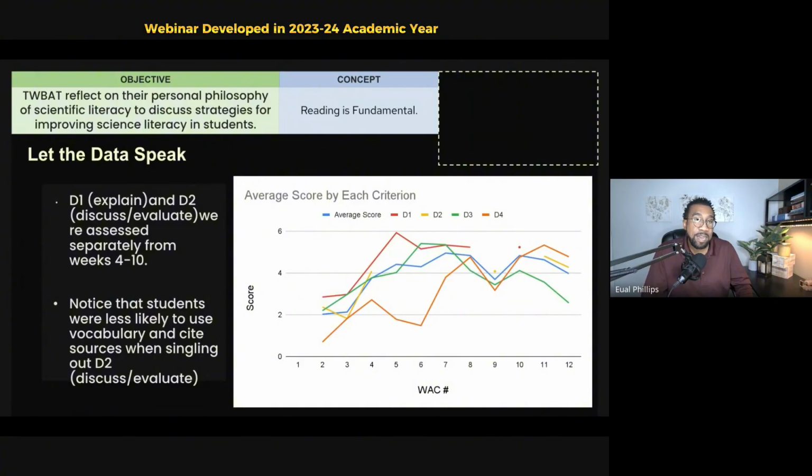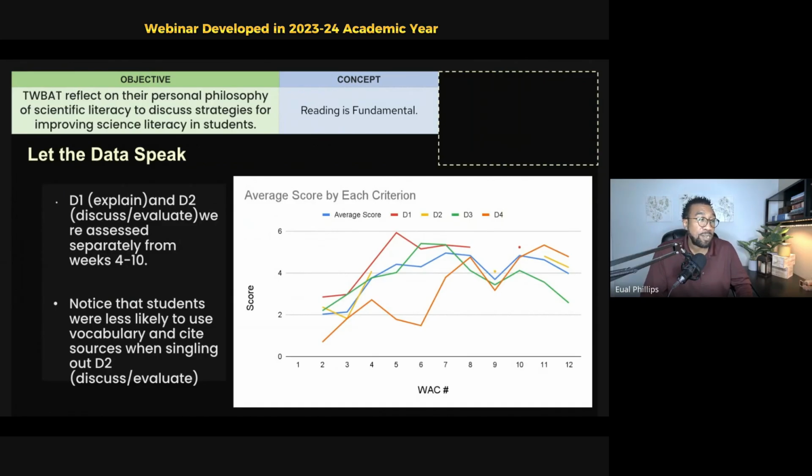In week 5, I actually stopped assessing D1 and D2 at the same time because it was too overwhelming for the students to do in one class period, especially when it was their first time doing this. So I began to give prompts where students were only asked to complete D1, D3, and D4. And then the reason why there's a drop in scores in week 9 is because I switched them over to D2 and D1 was not assessed.